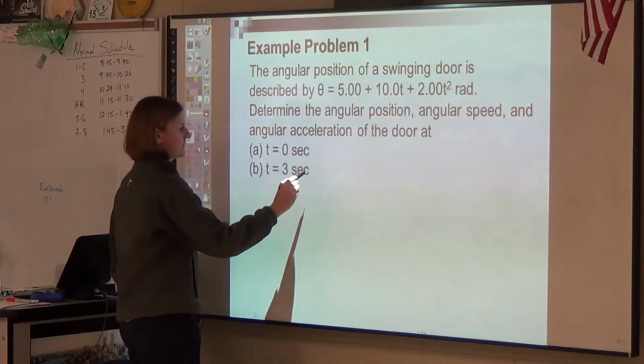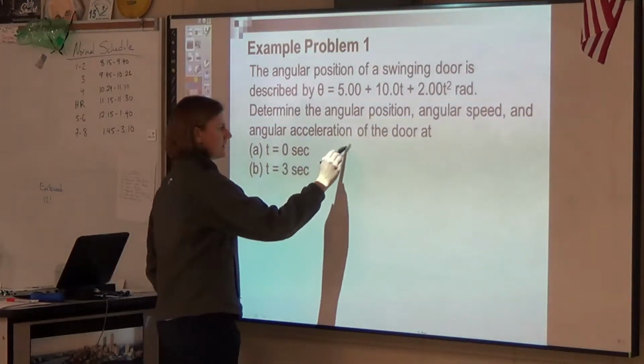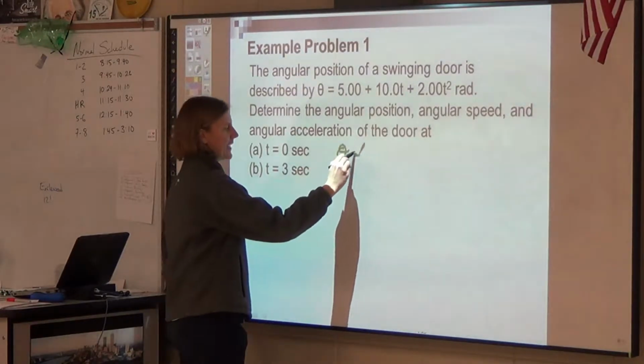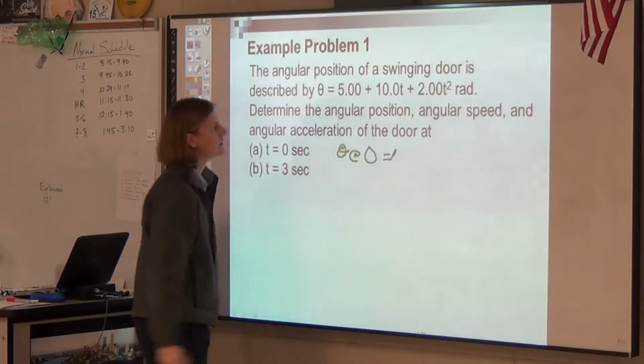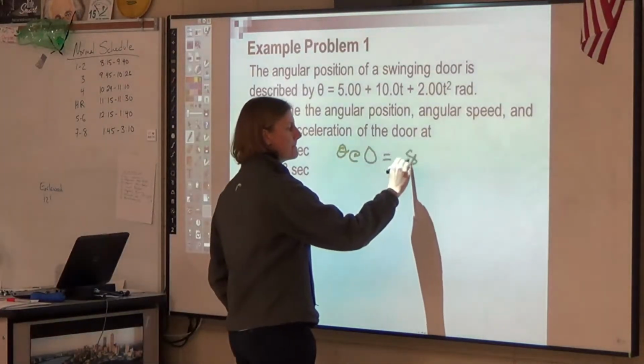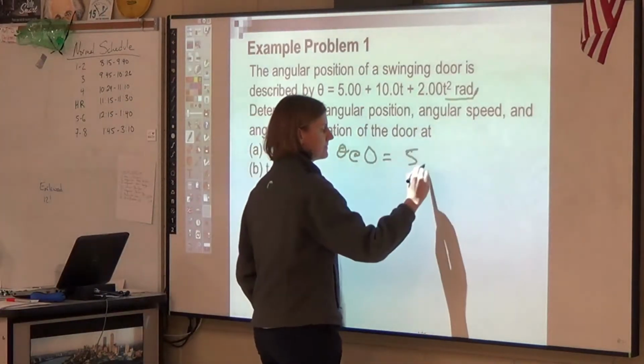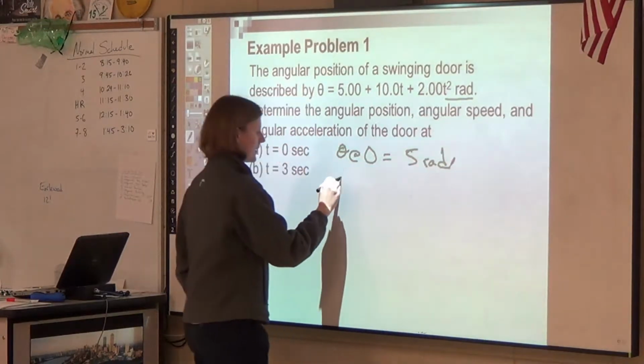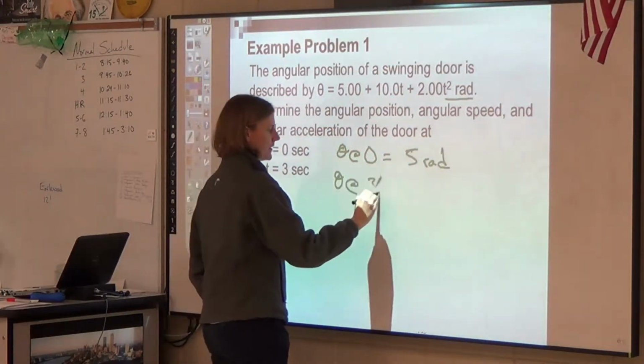Okay, so let's start with theta. Theta at 0 is going to equal, do that in our head, right? 5. Okay, now what unit? Good, it's in radians. All right, theta at 3.